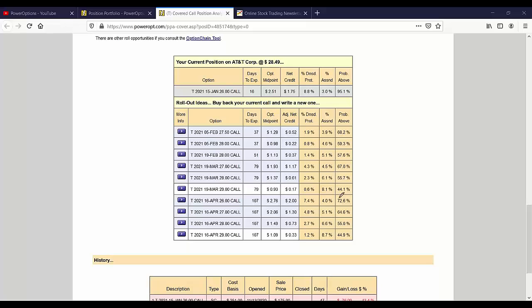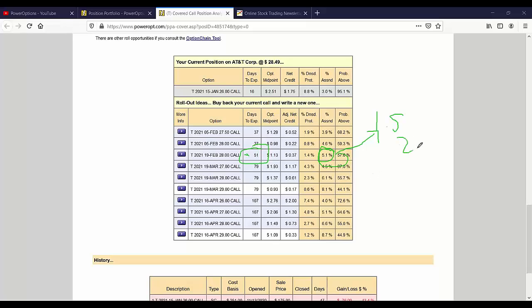So you'd want to consider, does the potential roll for the position, if I rolled out to February 19th, match my trading goals for the covered call strategy in my portfolio? Meaning that if my target on this particular stock is 1.5% every 20 to 30 days, does going out in 51 days and increasing my return from 3 that I have right now to 5.1% match my targeted goals? It doesn't, does it? It's just short of that.